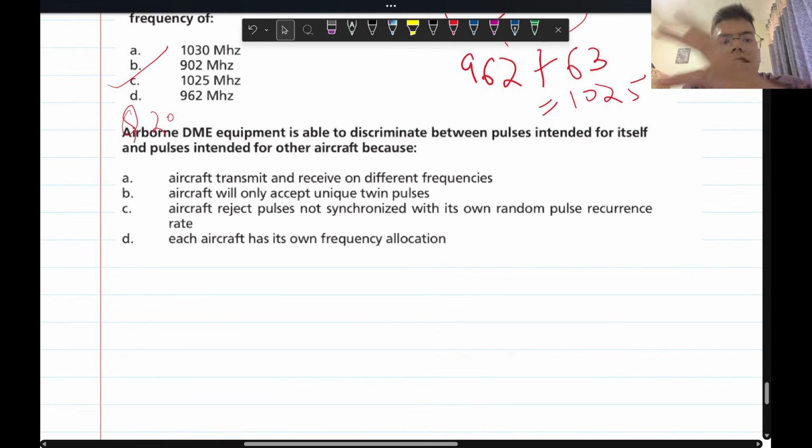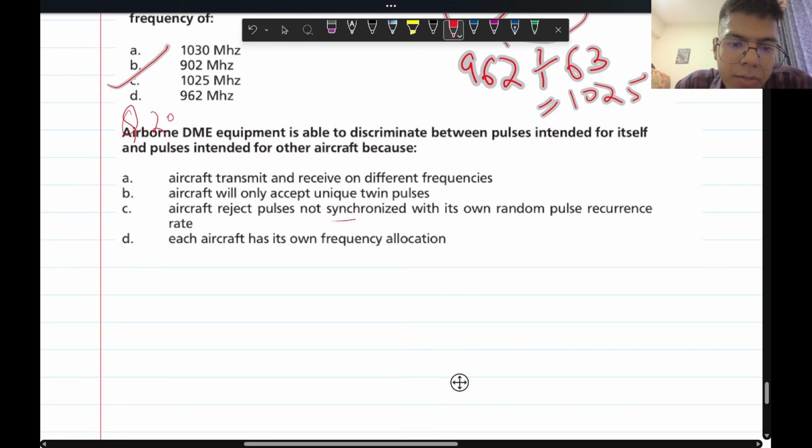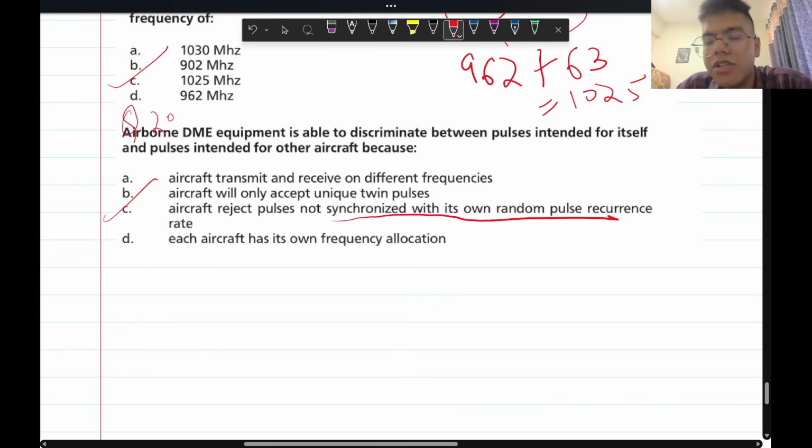The last question says airborne DME equipment is able to discriminate between pulses intended for itself and pulses intended for other aircraft because the aircraft rejects other pulses whose timing does not match. So aircraft reject pulses not synchronized with its own random pulse recurrence rate. This is the answer for this last question.